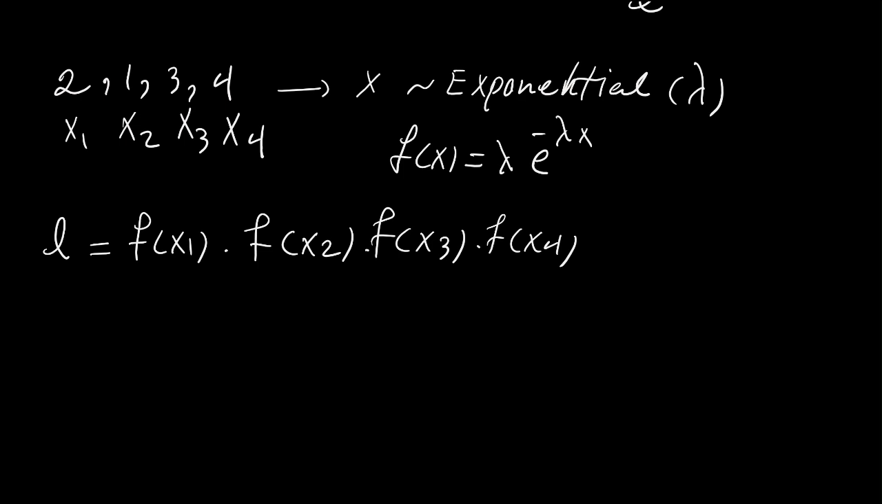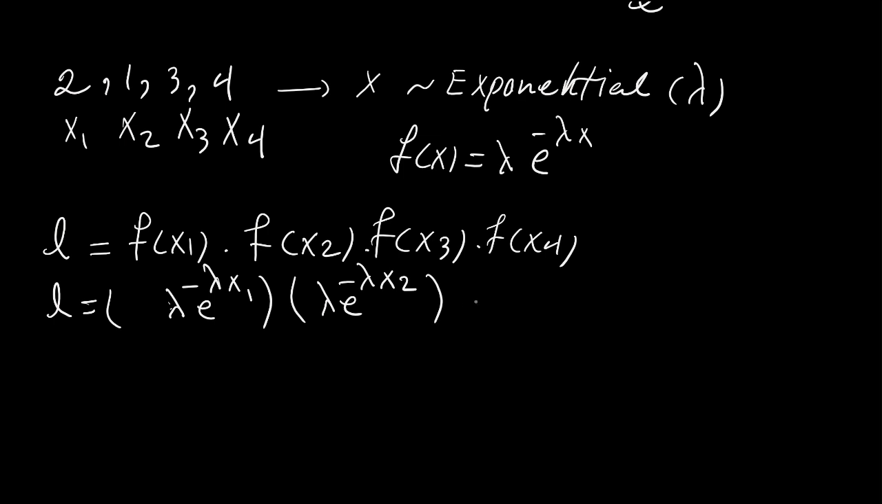After that, the next step is to take the natural log. Before I take the natural log, I want to just substitute the function here. So we have lambda e to the negative lambda x1, I don't have the natural log yet because I just want to substitute, then x2, x3, and x4. So I have this multiplication.